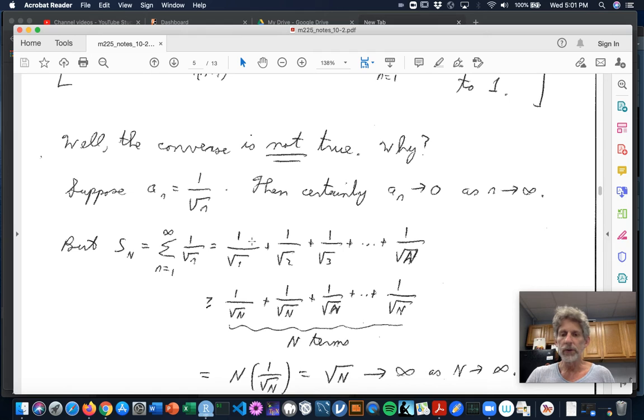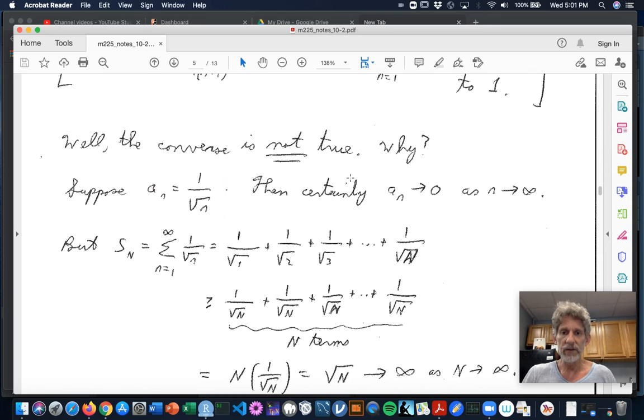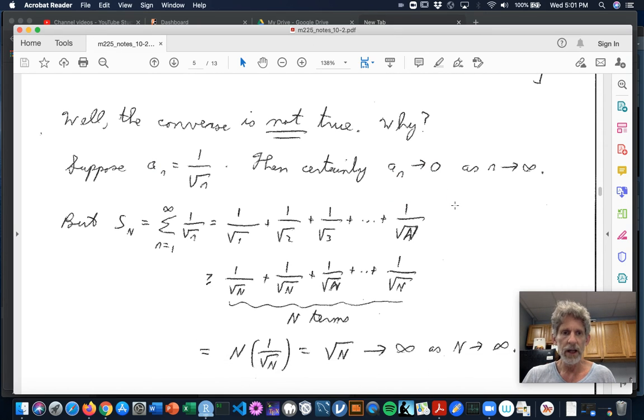And the reason it's not true is you can find a counterexample. I can find plenty of sequences that converge to 0, but when you form an infinite series out of them, you get something that diverges. I'll show you just one example here. Say you look at the sequence a_n is 1 over the square root of n. That certainly does converge to 0 as n goes to infinity.